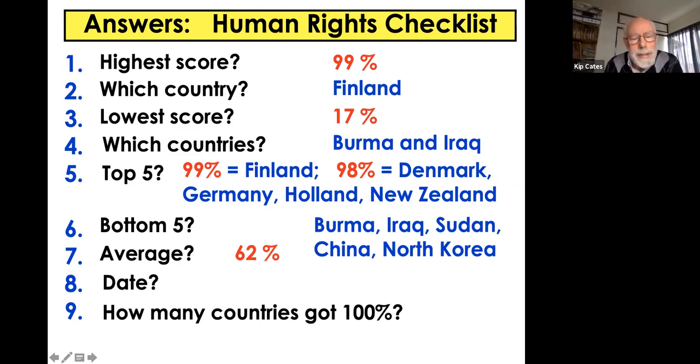What about the date? When was this data? 1991, that's ancient history, okay? That's a long time ago. And how many countries got 100%? None did. Even Finland still has 1 or 2 human rights problems. It's kind of a nice summary in a way.